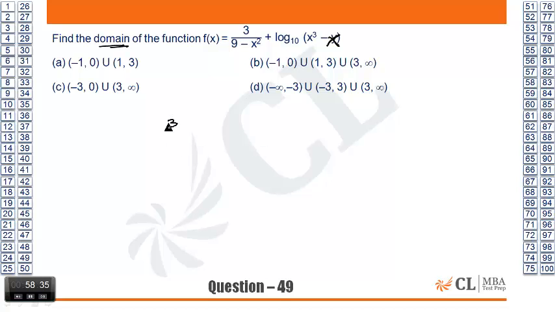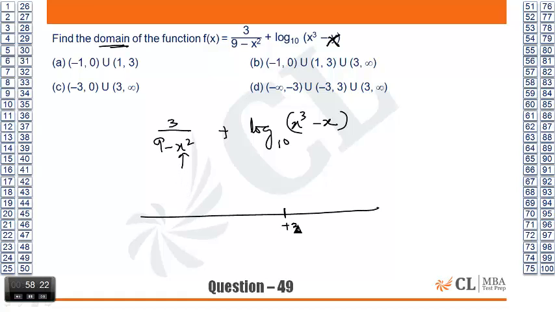So we have 3 by 9x square plus log of x cube minus x to the base 10. Clearly it can't take the value plus 3 and minus 3. So that is clear, no? It can't take the value plus 3. It can't take the value minus 3.